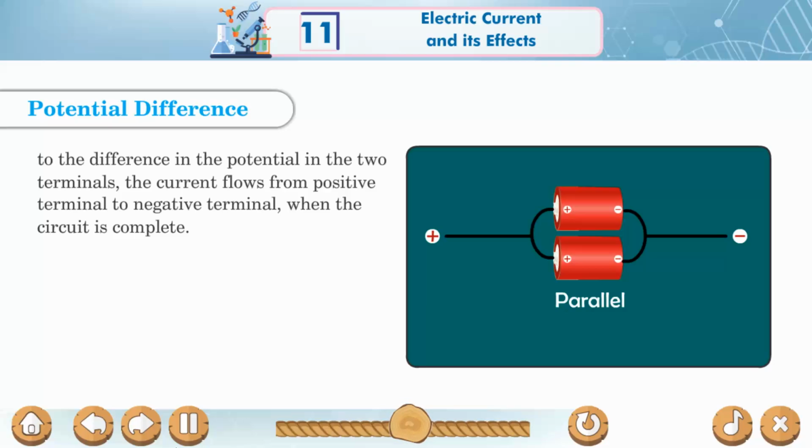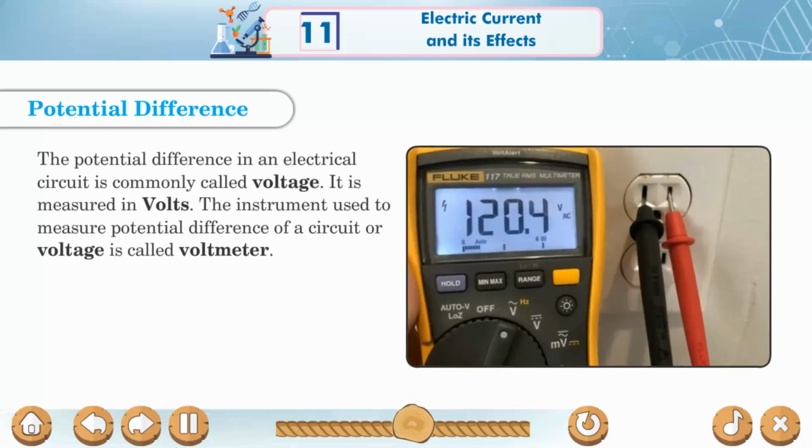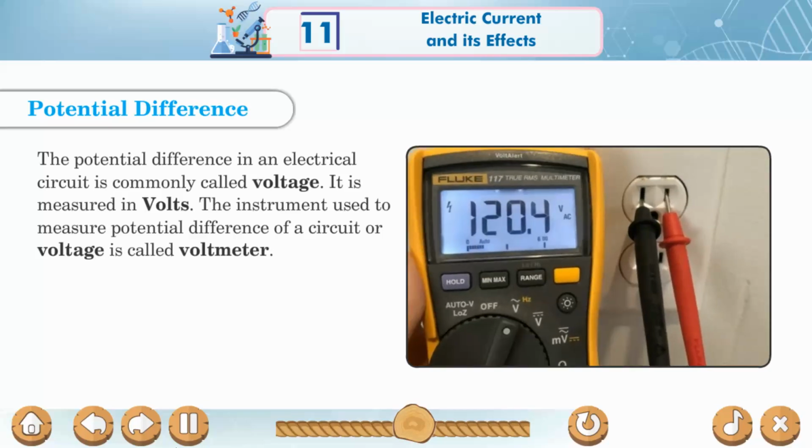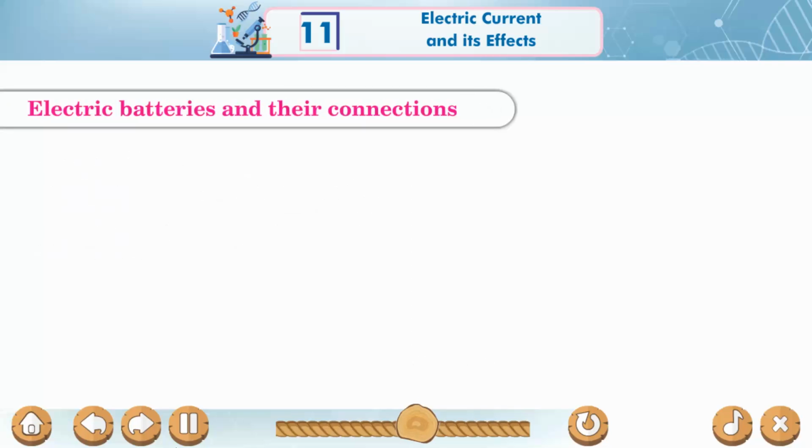The potential difference in an electrical circuit is commonly called voltage. It is measured in volts. The instrument used to measure potential difference of a circuit or voltage is called voltmeter. Electric batteries and their connections.